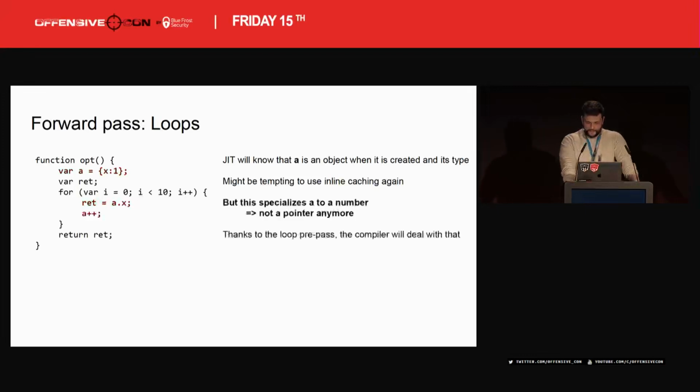But here we have to see that there is this instruction a++, and a++ in JavaScript will actually type specialize a. Going forward, a will now be a number, so it's not an object anymore. And if your JIT code doesn't account for that, then on the loop back edge, you will treat the thing as a valid pointer, and you're going to have bad surprises. So that's where the loop pre-pass algorithm comes into play. You do a first pass to get all the type information and what's going to happen, to be able to optimize accordingly, knowing that the loop body might change some stuff or not.